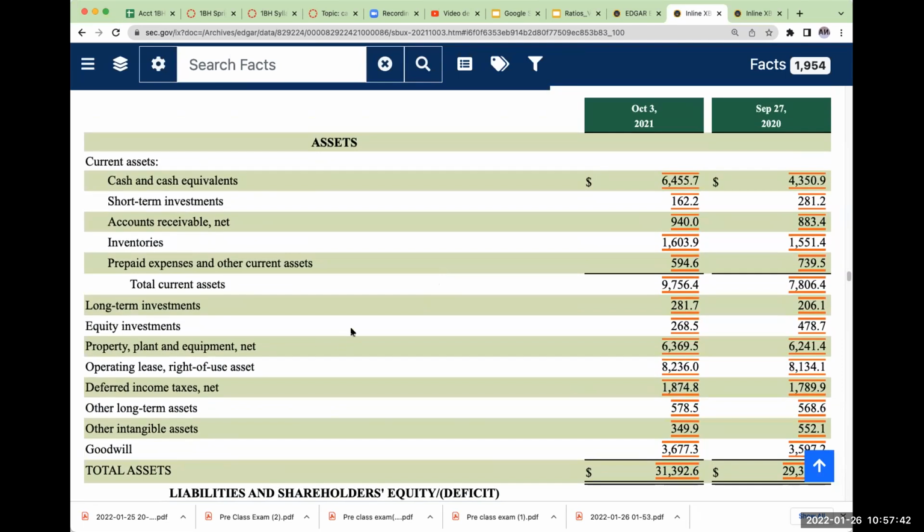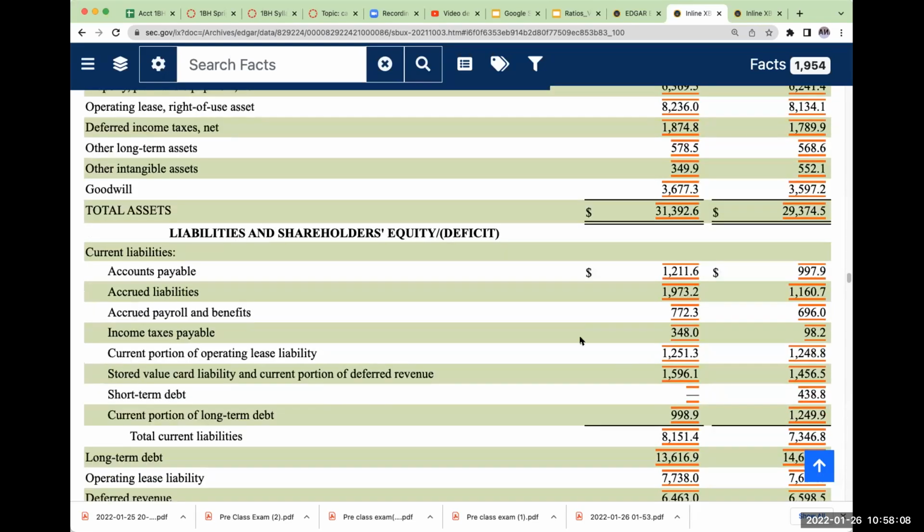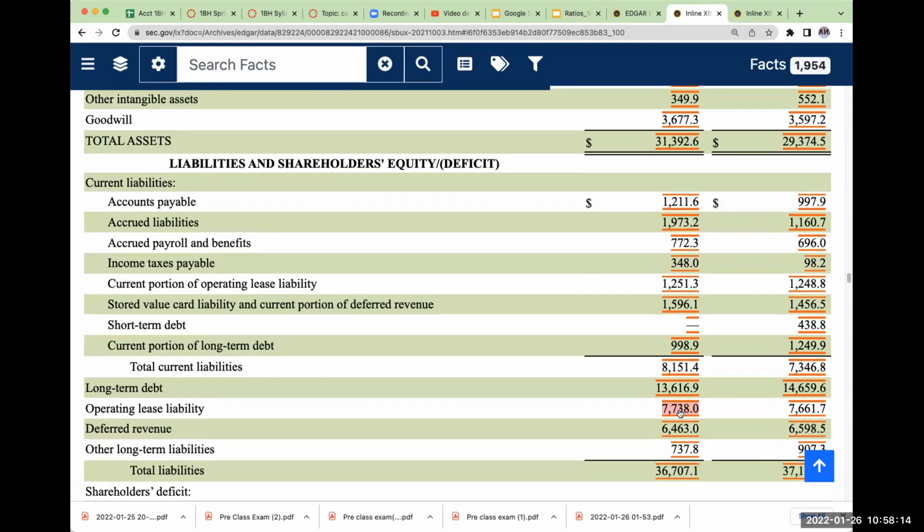The impact on Starbucks' financial statements is this operating lease right-of-use asset. Of their total assets of 31 billion, 8.2 billion represents operating leases, meaning they've signed leases. They obviously have the right to use the space, but this is an obligation they have to those landlords. It's 8.2 billion. If I look on the liability side, the operating lease liability is 7.738 billion. And then you have the current portion of the operating lease liability.